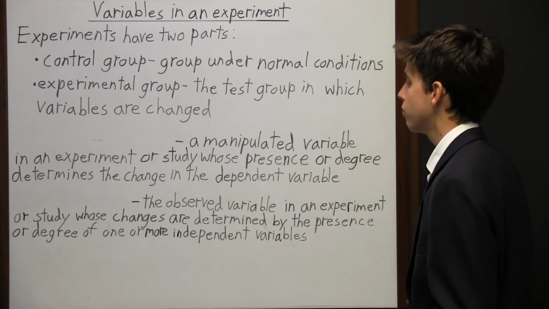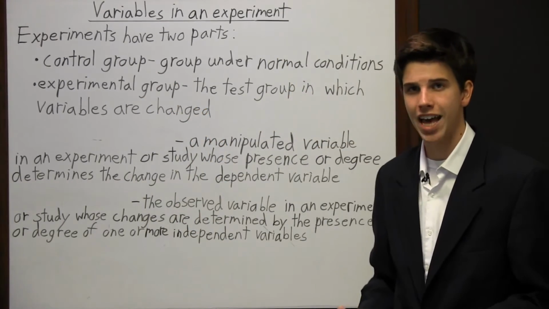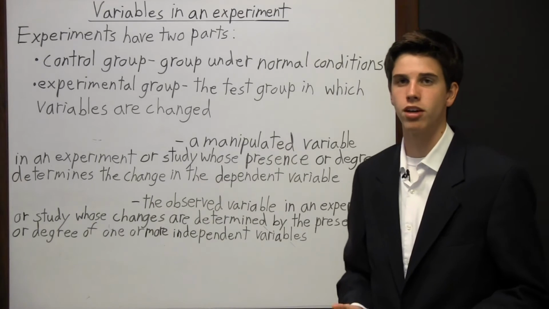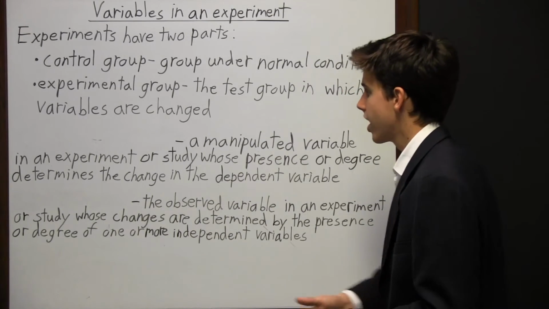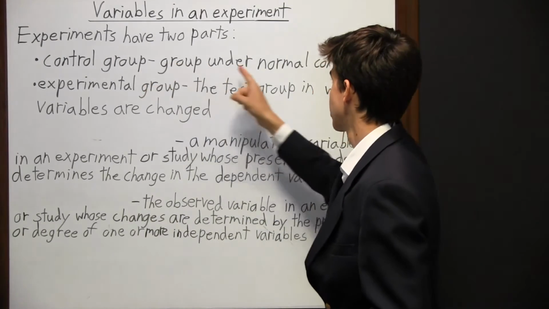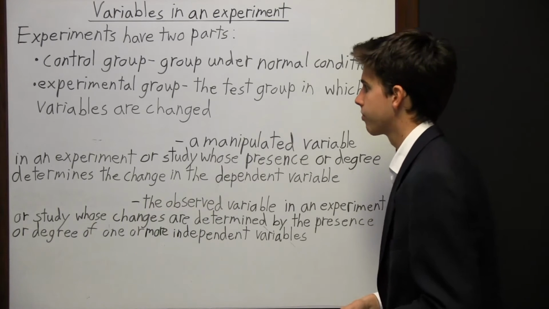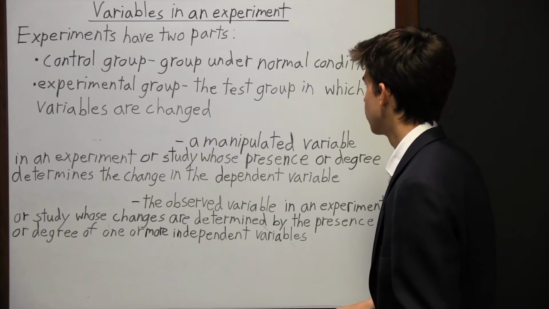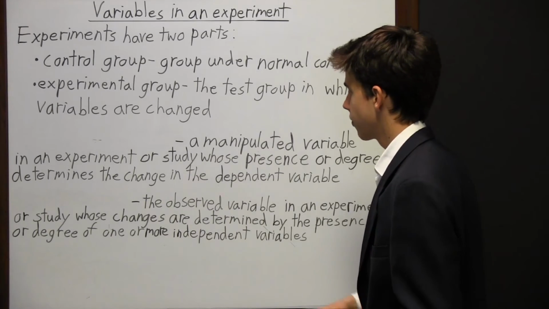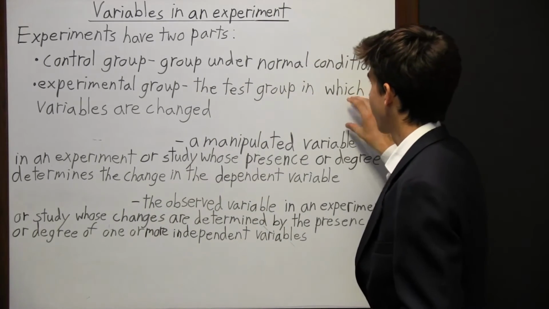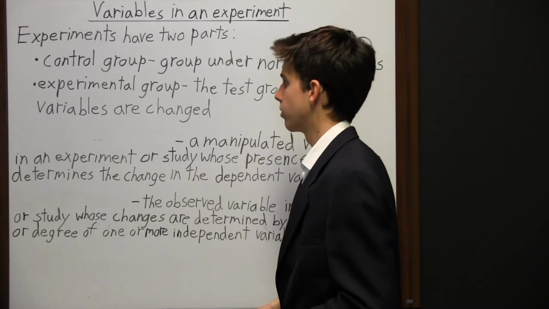Now, experiments have 2 parts. We have the control group and the experimental group. If we just had an experimental group, we would not be able to determine anything from the observations of an experiment. That's why we need a control group, which is the group under normal conditions. So nothing unusual is done to it. And then we have the experimental group, which is the test group in which variables are changed. So the experimental group is the most important, but we have to have a control group to understand what's going on in the experimental group.